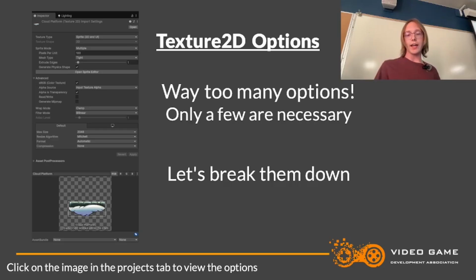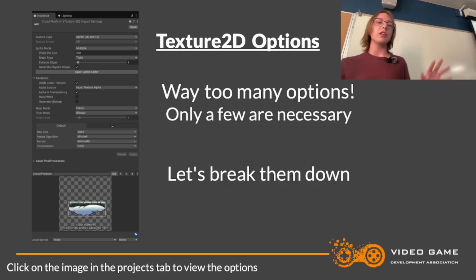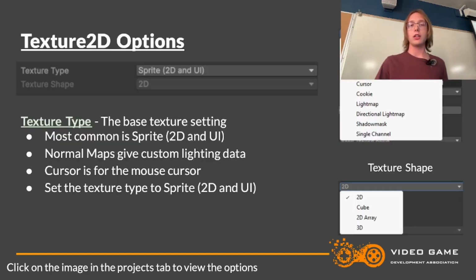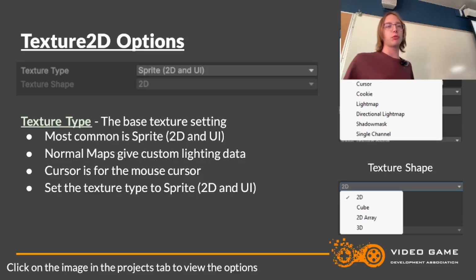When you click on the asset, there's a ton of options, but we're only going to go over a few that are necessary. Let's break that down. First thing, texture type. This is at the very top of that entire set of settings. The most common is Sprite 2D and UI. That's the one you're going to be using 99% of the time.